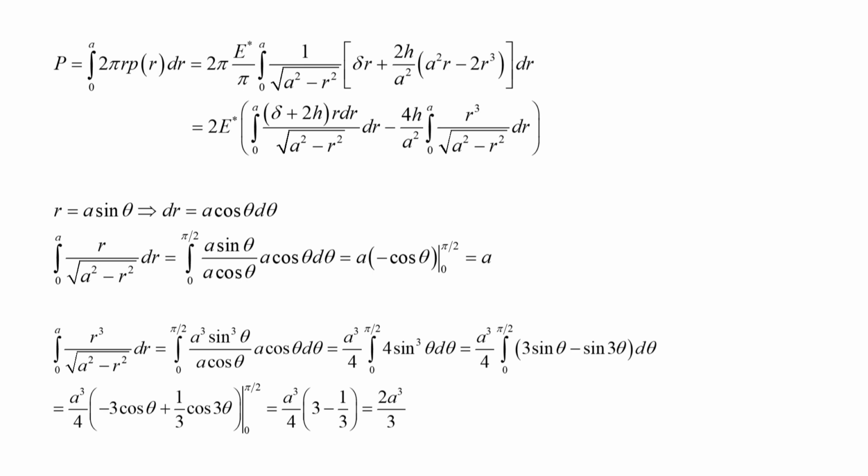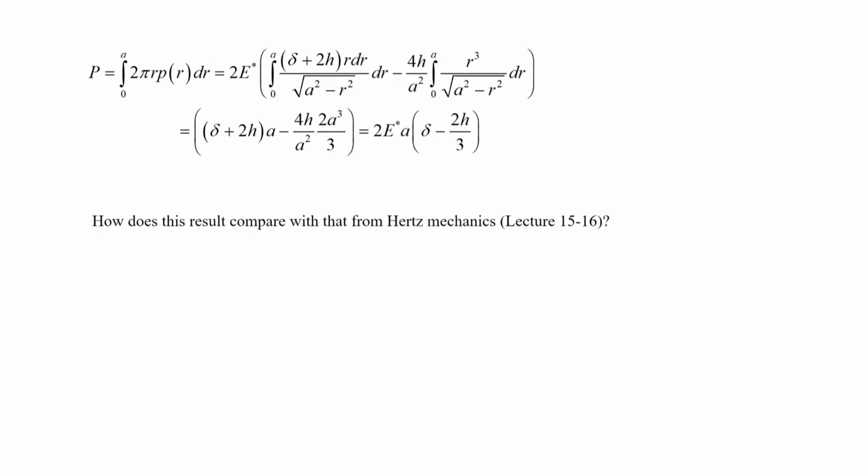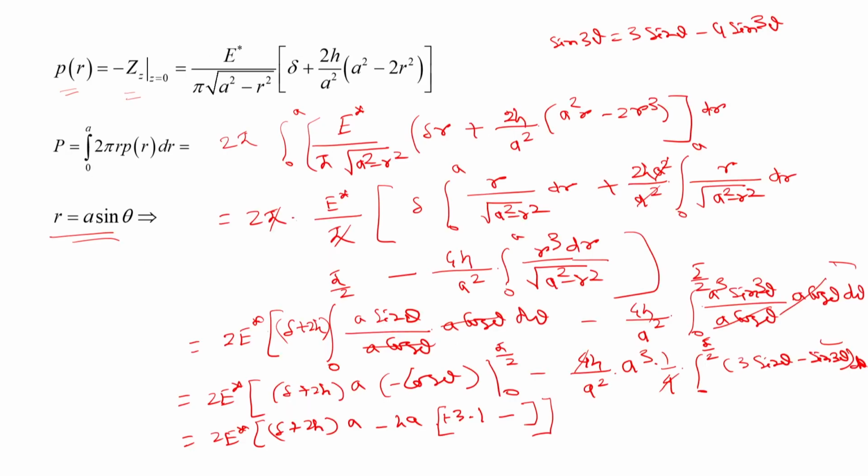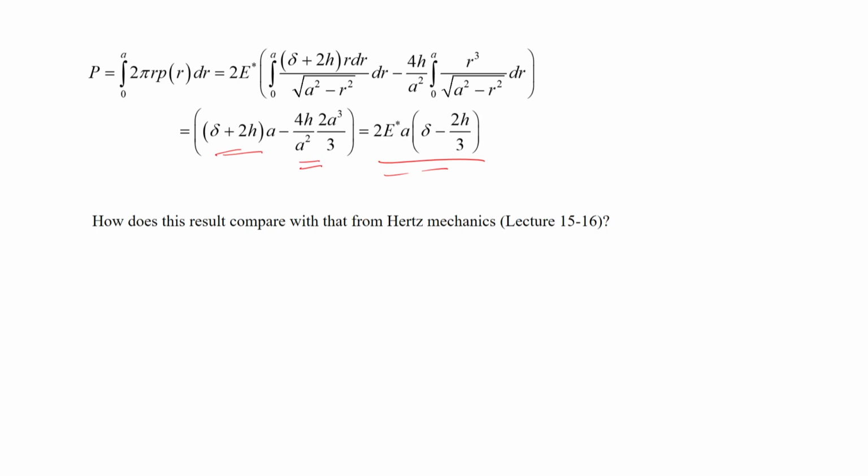So here it is 2a cube by 3, so finally I will get this expression: delta plus 2h for this side, and minus 4h by a square into 2a cube by 3, so it comes out to be E star by a into delta minus 2h by 3. The calculation I have already done here, I was trying to do it anyway over here. So the pressure comes out to be like this.